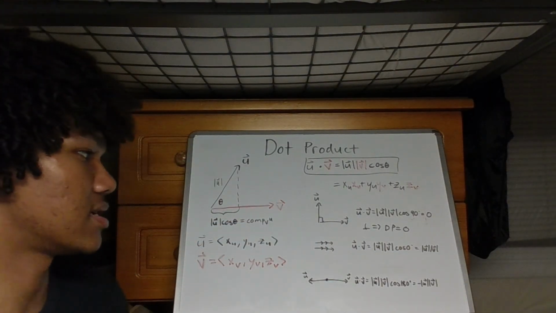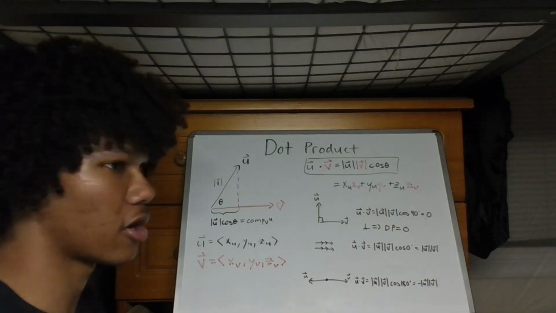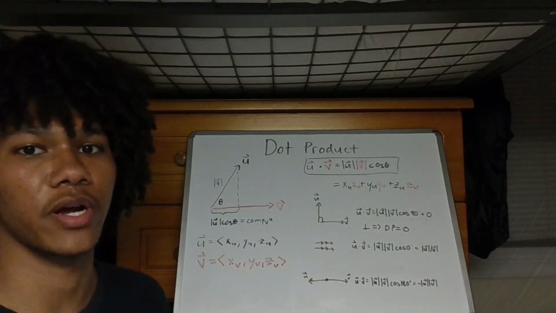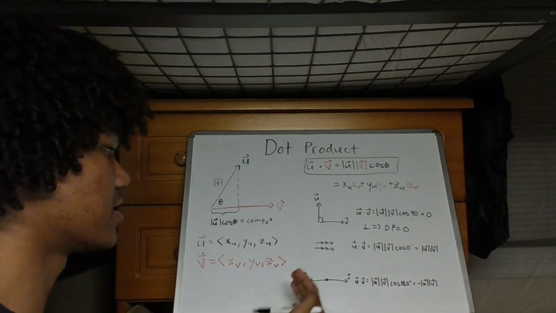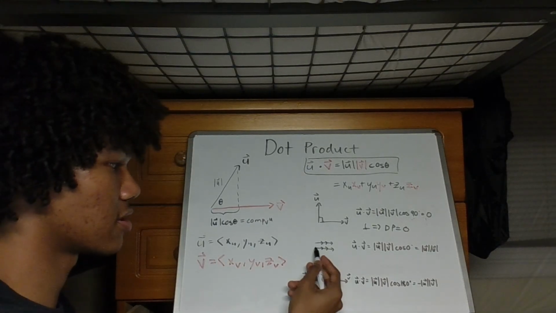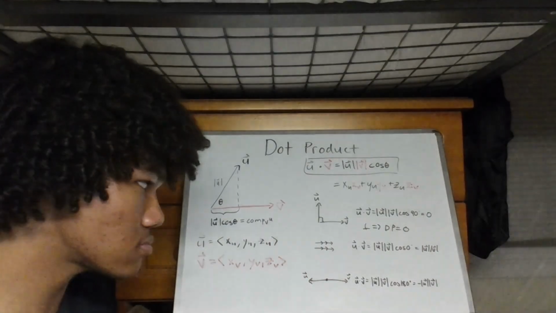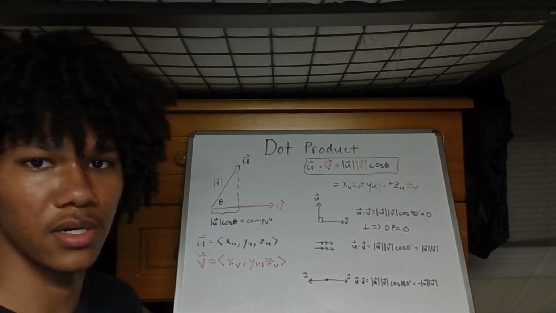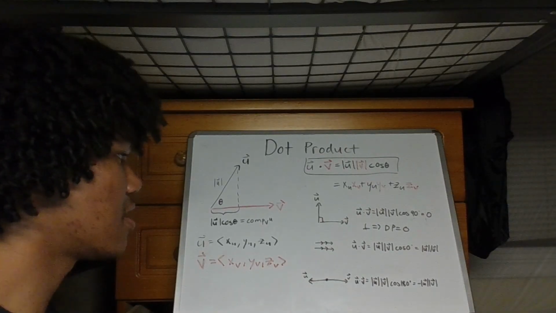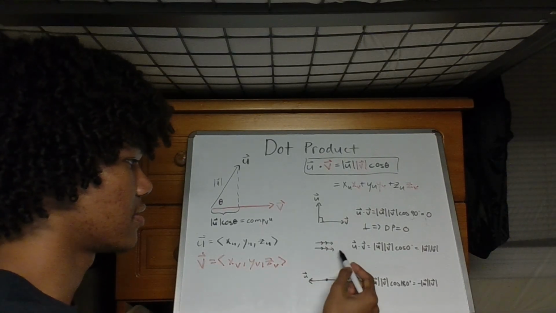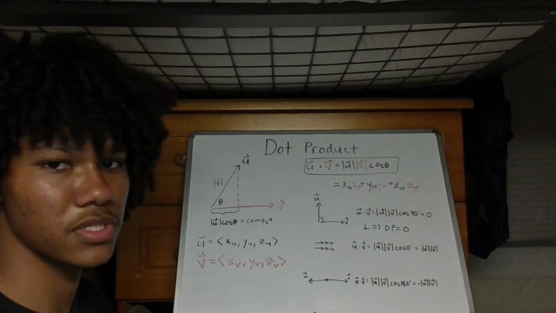The second case is when u and v are parallel and pointing in the same direction. So when you have this, imagine these are lying on top of each other. I just draw them separately because I can't draw them on top of each other. So when you have this case right here, theta is equal to 0.